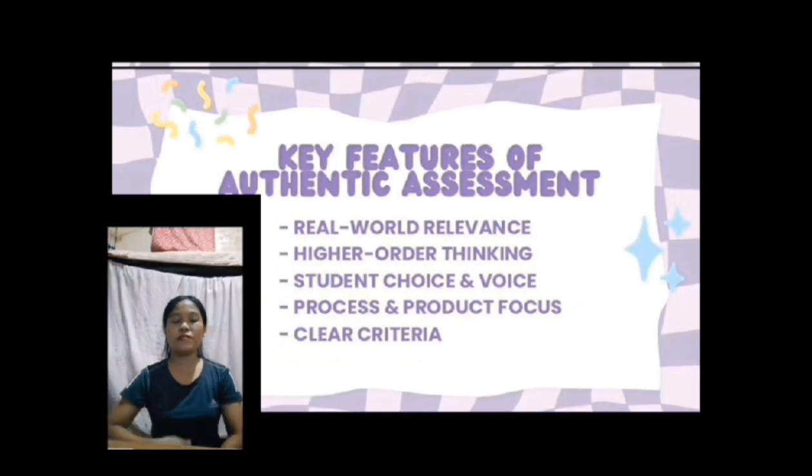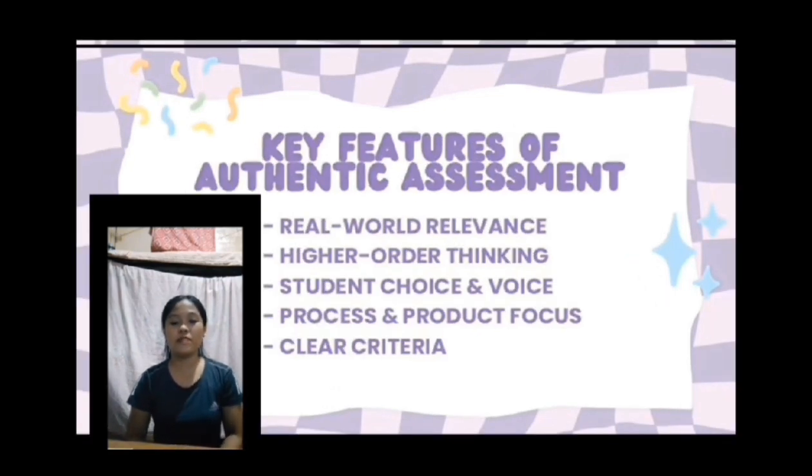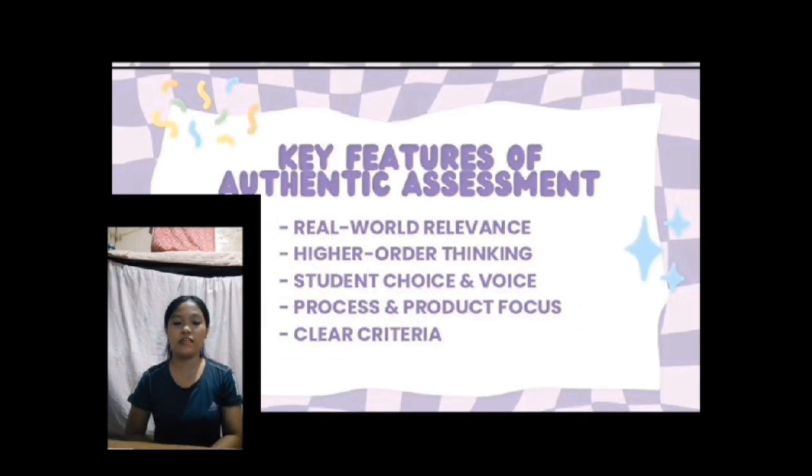The last feature of authentic assessment is clear criteria. In clear criteria, the students will know exactly what is expected of them from the start. For example, in a rubric that says 5 points for clear arguments, 3 points for real-world examples, in this way, there's no confusion about how the students will be graded and they can work toward a specific goal.